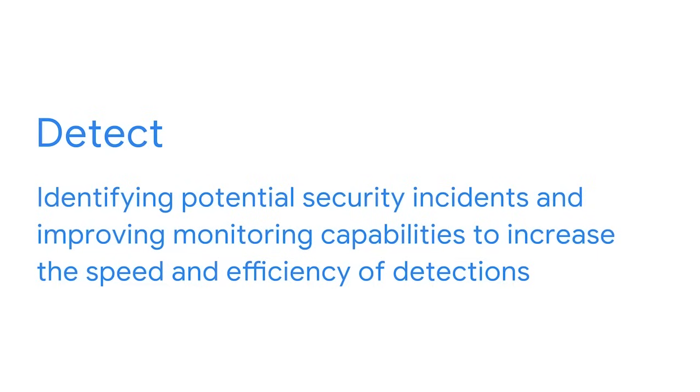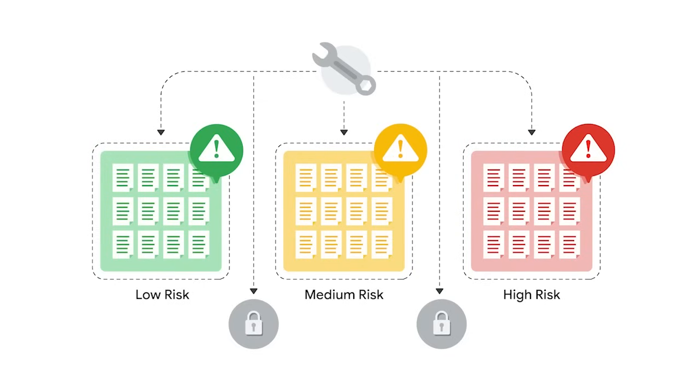The third core function is detect, which means identifying potential security incidents and improving monitoring capabilities to increase the speed and efficiency of detections. For example, as an analyst, you might be asked to review a new security tool setup to make sure it's flagging low, medium, or high risk, and then alerting the security team about any potential threats or incidents.